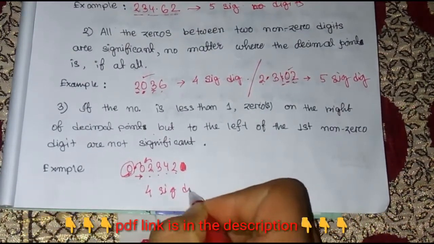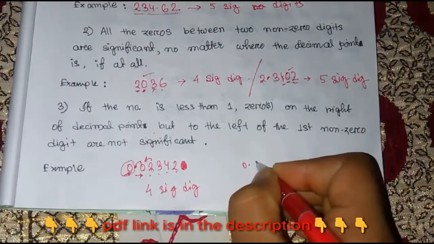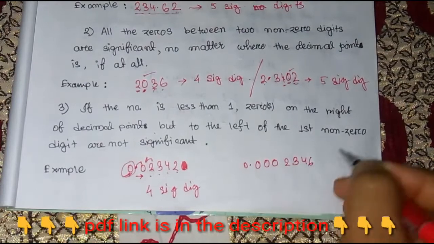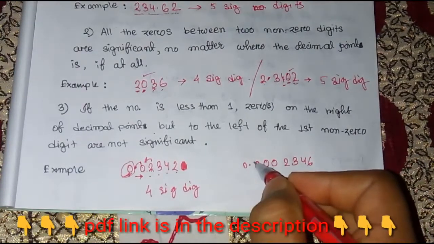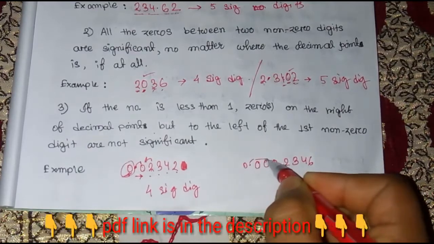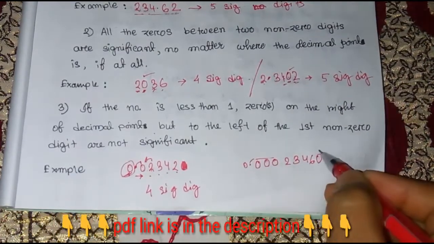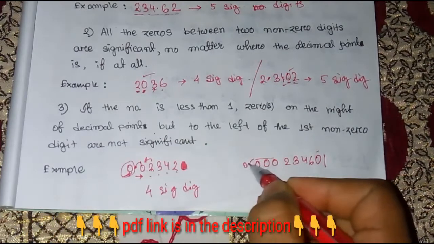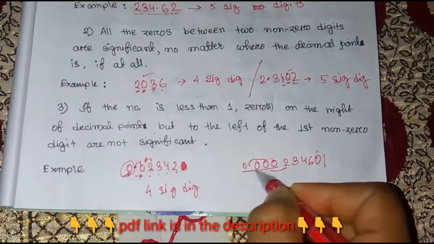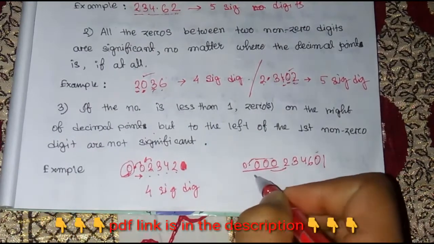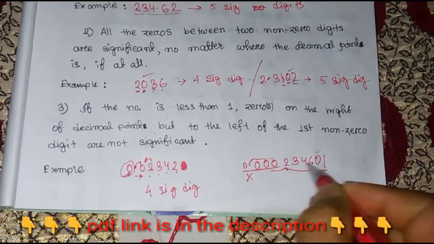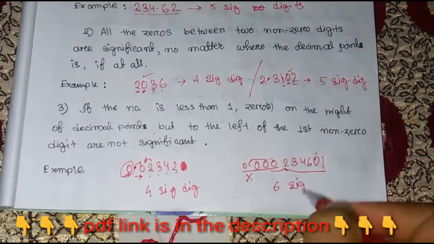Okay, let's see another example. Suppose you have 0.0002346. Here the zeros on the right-hand side of the decimal point and to the left-hand side of the first non-zero term are these. So these are all non-significant. Okay, so the significant digits are these. So here it is 6 significant digits.